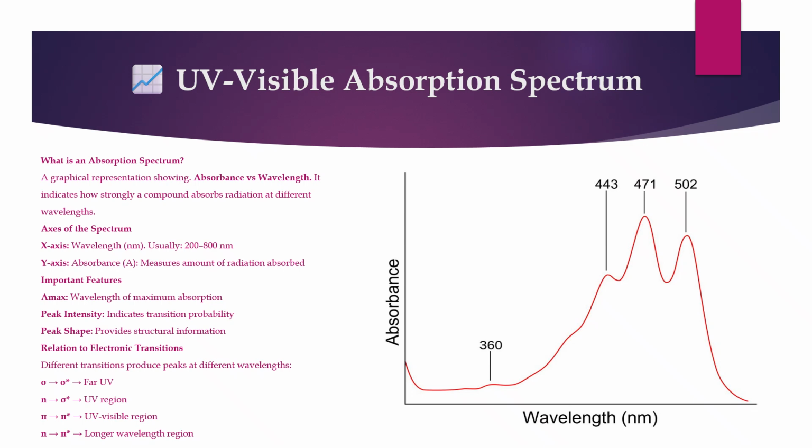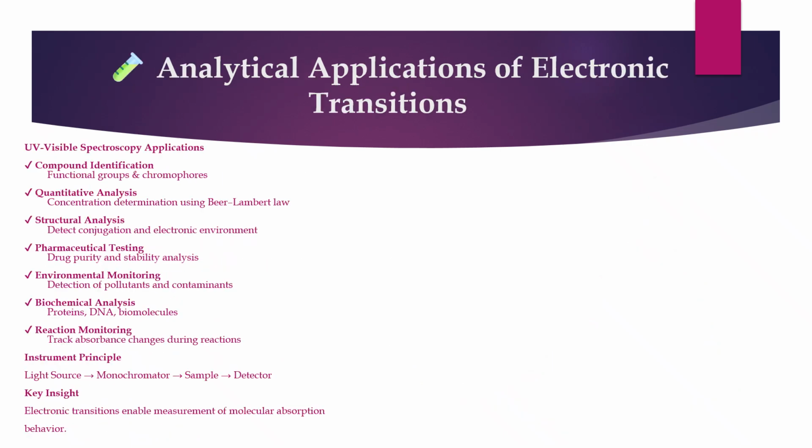By studying this spectra, chemists can identify compounds, estimate concentration, and analyze molecular structure. This makes absorption spectra one of the most powerful tools in analytical chemistry.